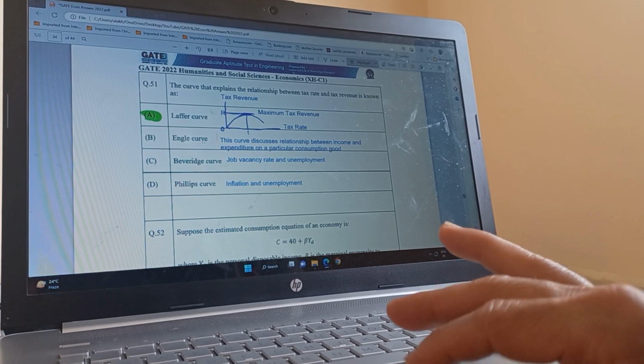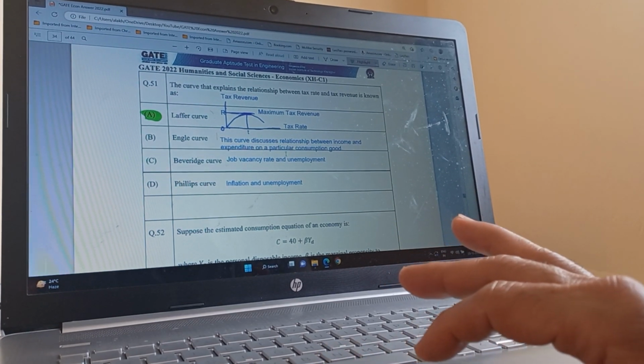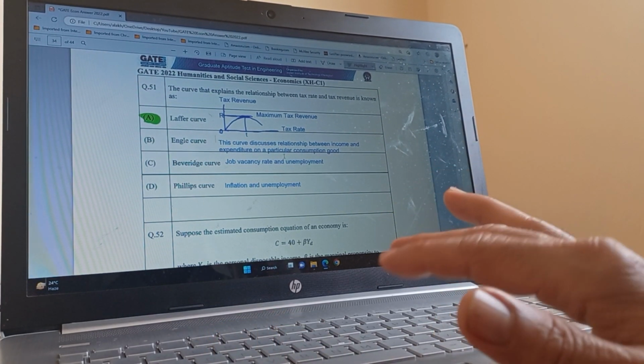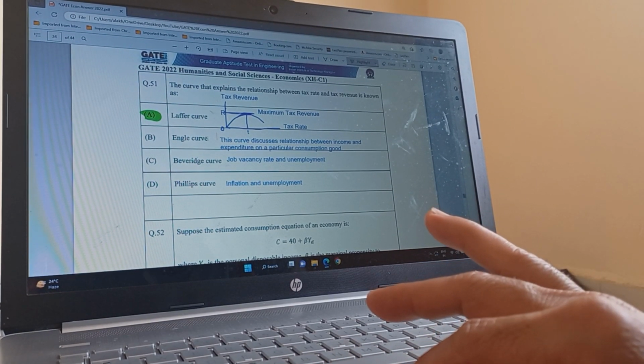And what about the Engel curve? This curve discusses the relationship between income and expenditure on a particular consumption good. It means as the income of the person increases, how much does he spend on the consumption of one particular good, maybe a food item or luxury items like cars and computers or education. Education is not a luxury item, okay? It is a necessary item. Food is also a necessary item, but it says that on a particular consumption good. That relationship is shown by the Engel curve.